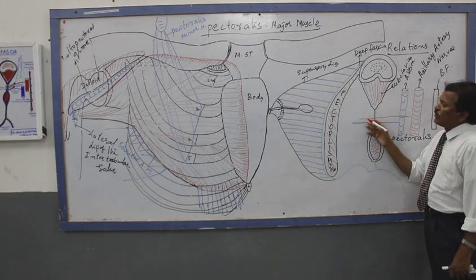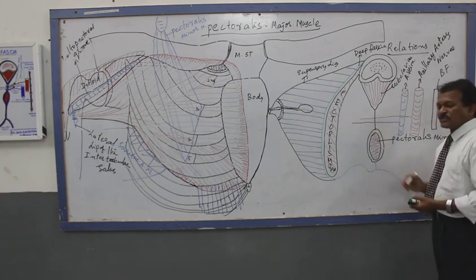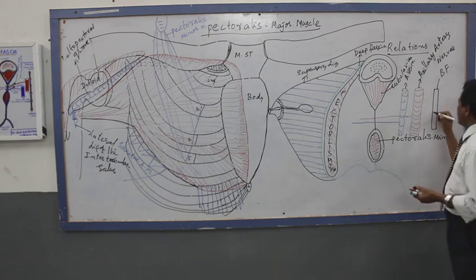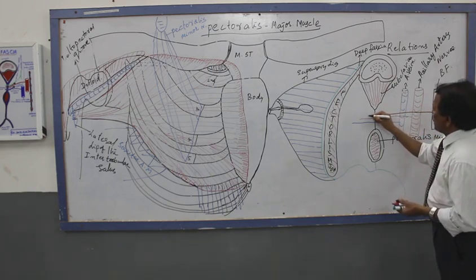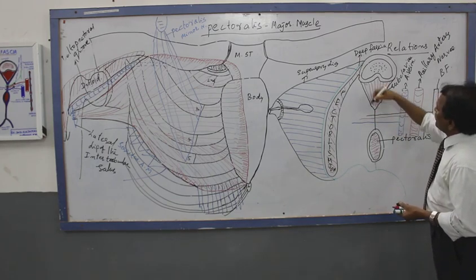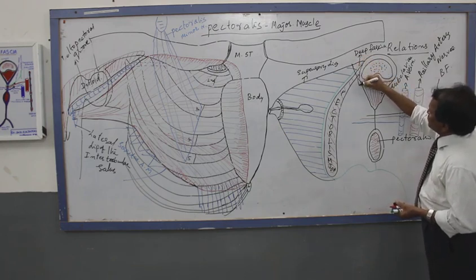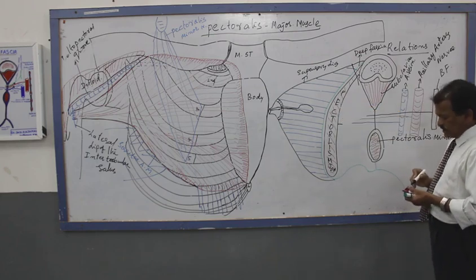So the thoracoacromial artery is present in the back side of the pectoralis major muscle. And among the nerves, there are two nerves, called the medial pectoral nerve and the lateral pectoral nerve. The lateral pectoral nerve is located in this region, but the medial pectoral nerve is located in this region.